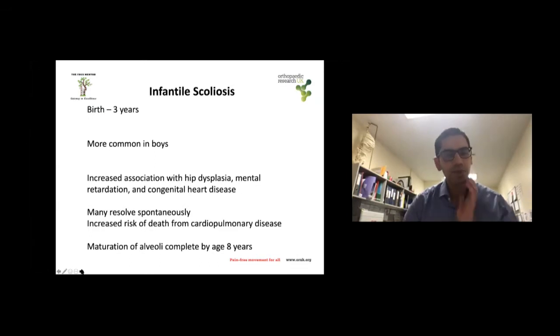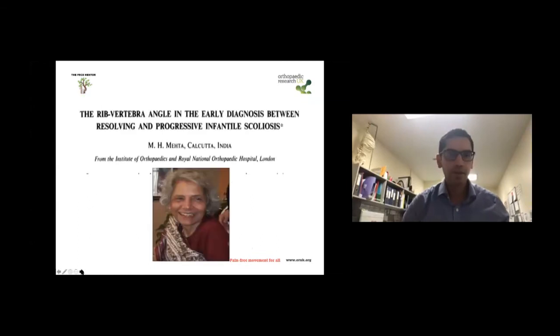But those that progress have to be taken seriously, because this is the important period where your lung is going to be developed. Lung development goes up to about the age of 8. So any severe curve at this level can have a significantly detrimental effect on your lung function. And the rib vertebral angle is very important to know.